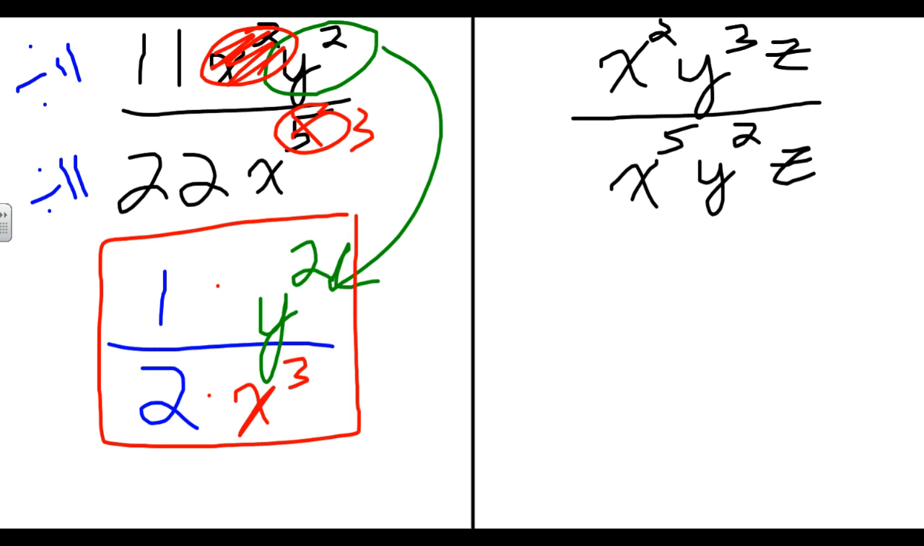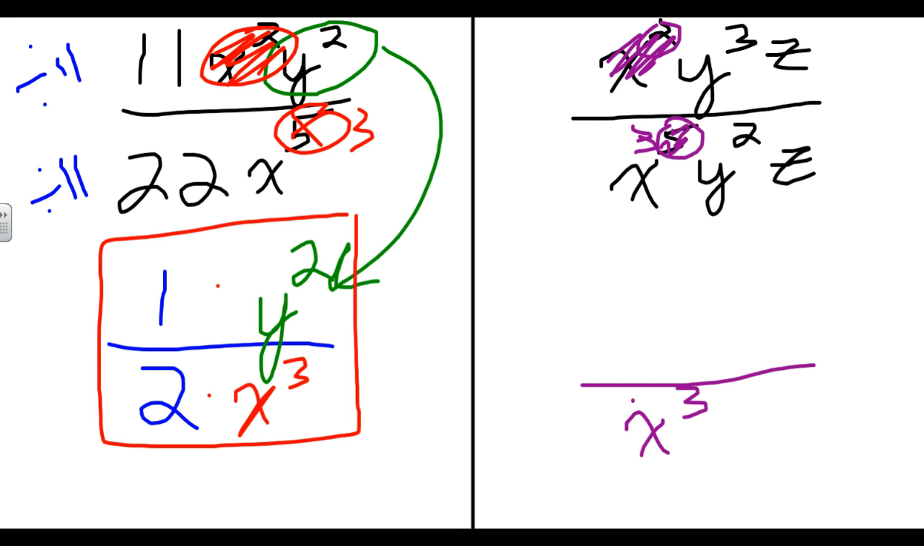Now in the second fraction we just have 3 different types of variables, and we can just cancel them one by one. For the x's, we see 2 x's in the numerator, 5 in the denominator. Very common situation that we've seen before. We can take 2 away from each, and that leaves us with an x cubed in the denominator.